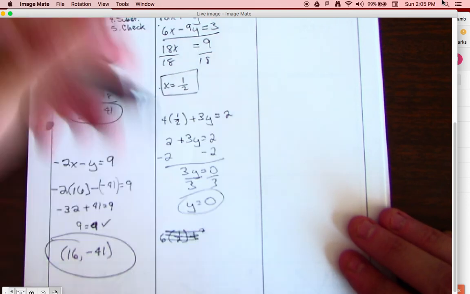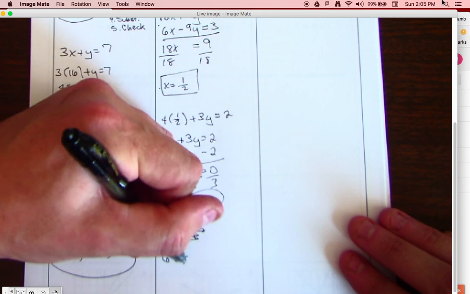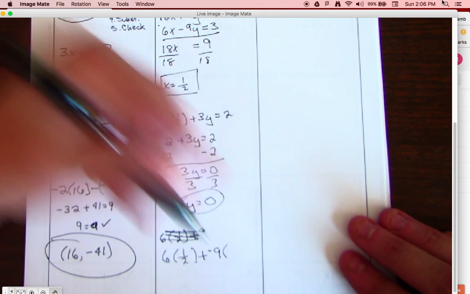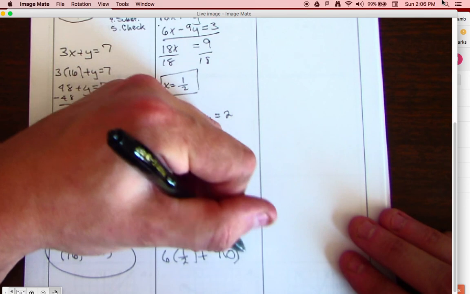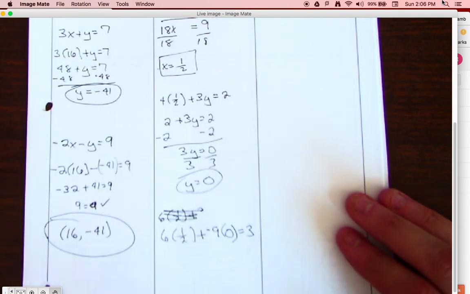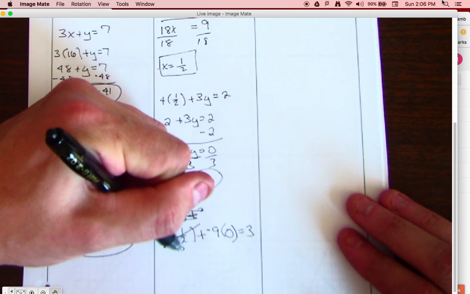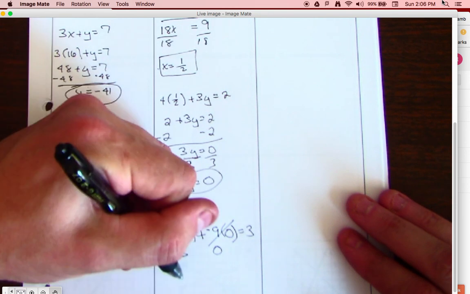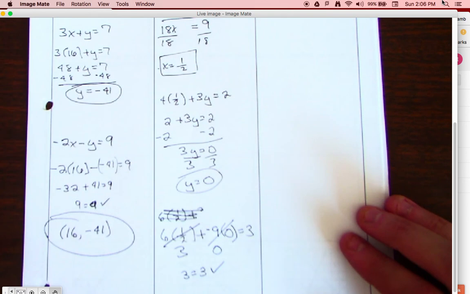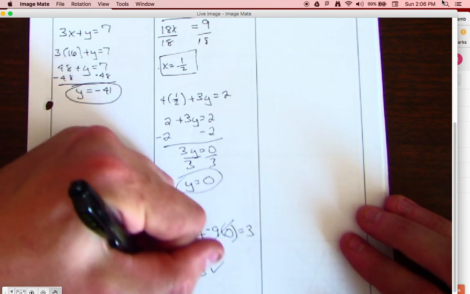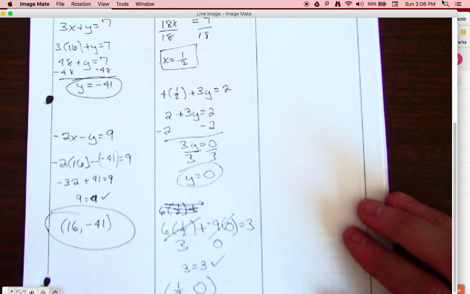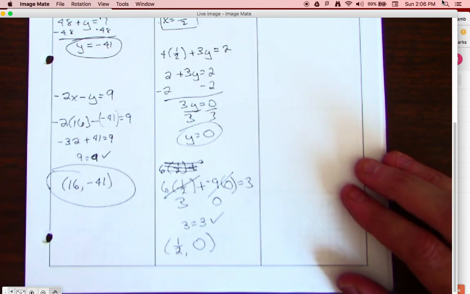Let me try that again. 6 times 1/2 plus negative 9, or minus 9, times 0 equals 3. 6 times 1/2 is 3, so this becomes 3, this becomes 0. 3 equals 3, we're good. Rewrite your answer as a coordinate, and how's that? There's our final answer right there.